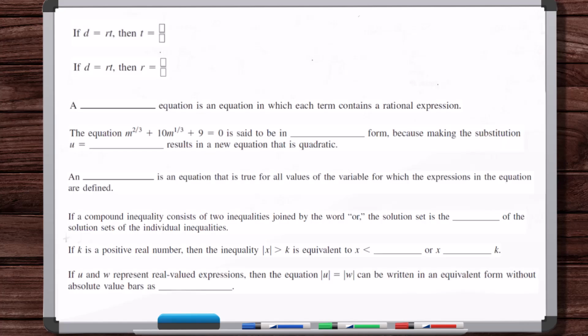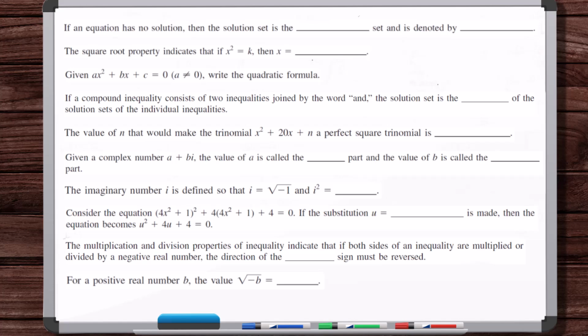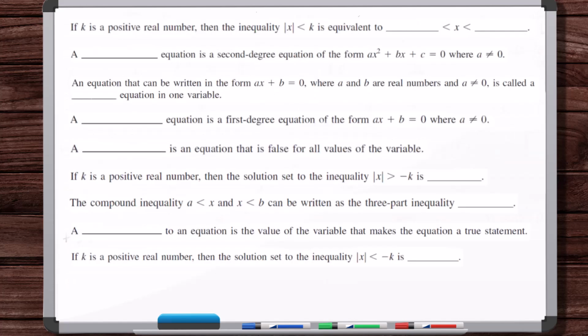In this video, we're going to work about 30 fill-in-the-blank problems from Chapter 1. So Chapter 1 is on equations and inequalities. Going through these questions will help to cement the main terms, definitions, and concepts that we covered in this chapter.